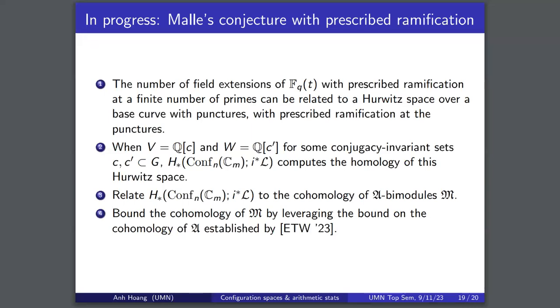And very recently, I found a way to bound the cohomology of the module by leveraging the bound on the cohomology of the algebra that they give. The result is that they have the same bound: the cohomology of the module and the cohomology of the algebra have the same growth rate. That strongly suggests that the upper bound in the moments conjecture for the prescribed ramification case is the same. That was actually predicted by something called the Malle-Bhargava principle, which number theorists have been developing. Okay, so I think that's probably where I want to stop.